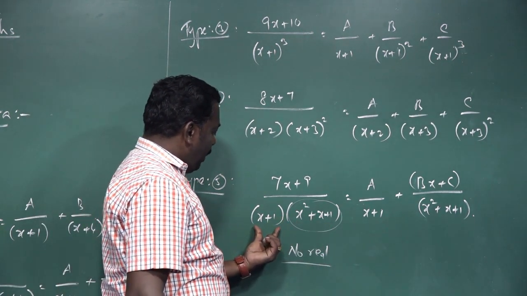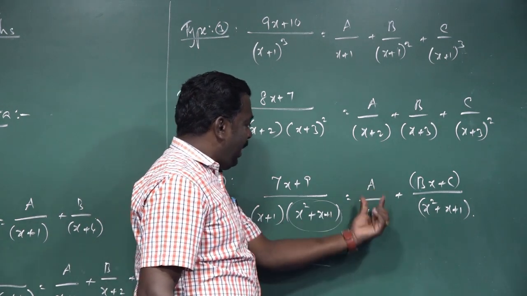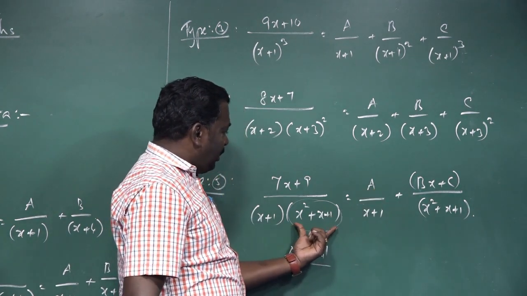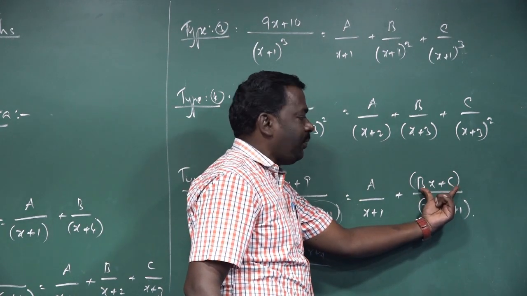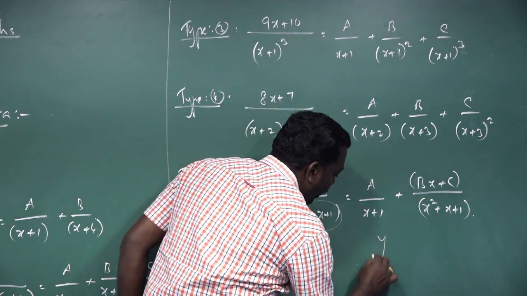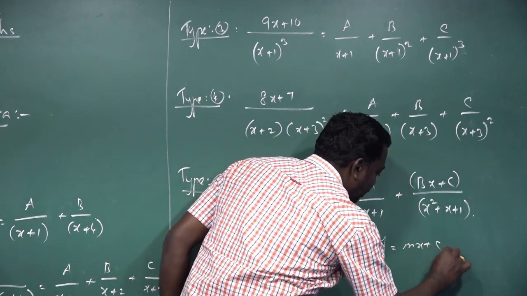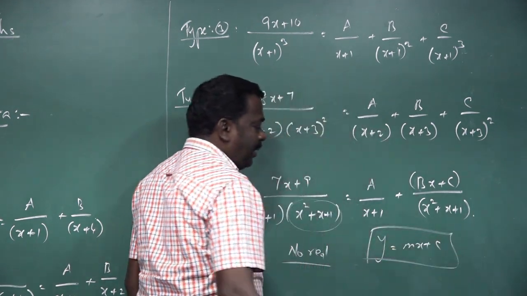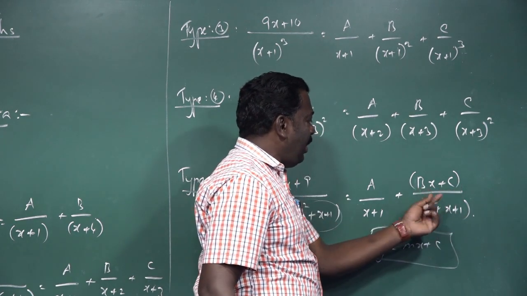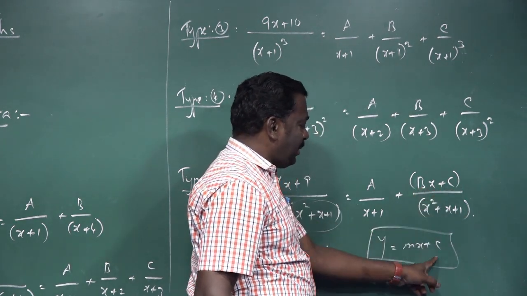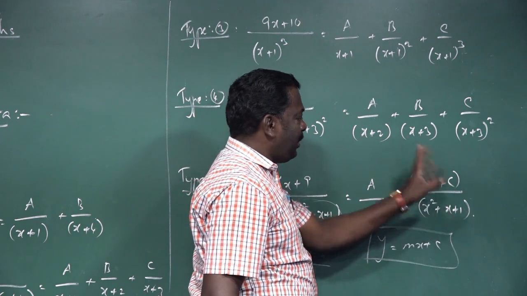As for the first factor x + 1, we write A/(x + 1). For the denominator x^2 + x + 1, we write the numerator in linear form. We know the linear form is y = mx + c, called a linear equation. So for the corresponding denominator we write the numerator as a linear form, Bx + C, instead of mx + c.